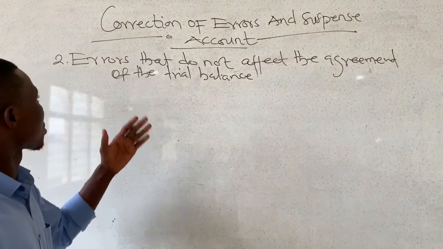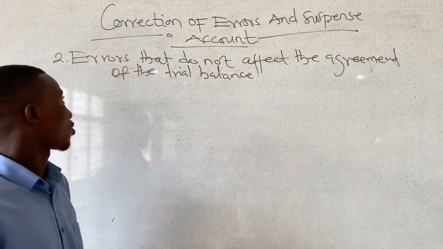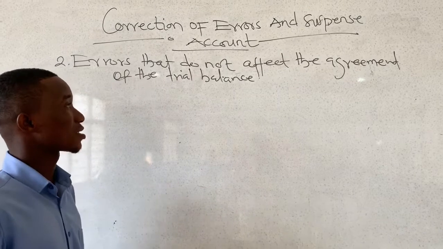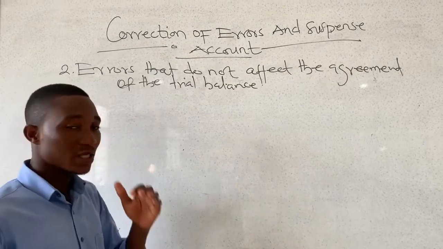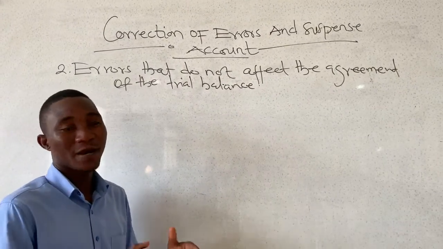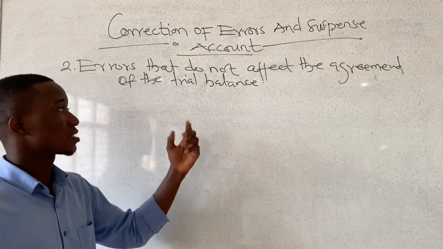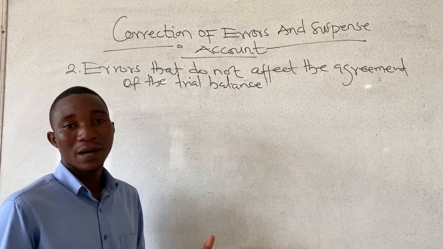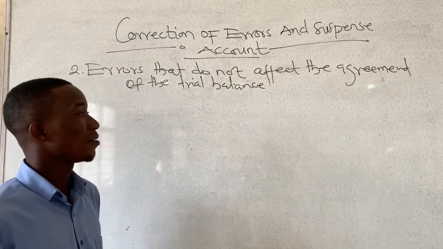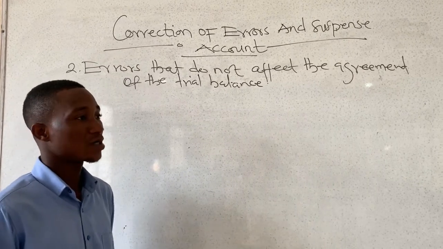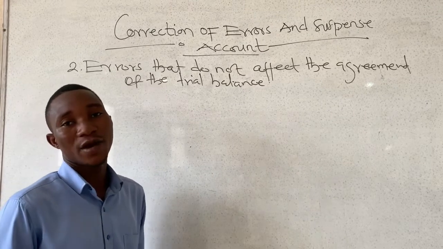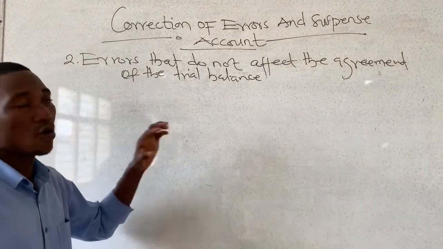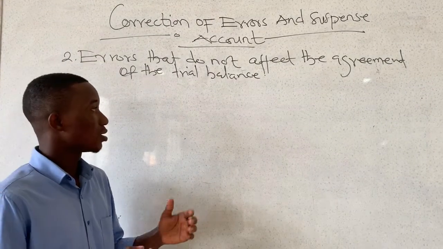Let's consider the other aspect of the errors. That is errors that do not affect the agreement of the trial balance. This type of errors, even if committed, the trial balance will still agree. It is these types of errors that we normally commit in our exams where we come out and say that we all balance our account with different amounts. We might commit this type of errors, but we might not know. So let's actually look at how we correct such errors in our books.